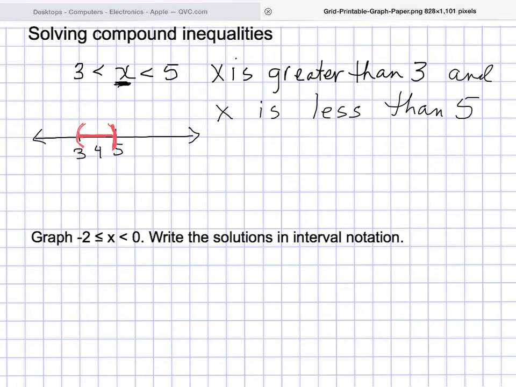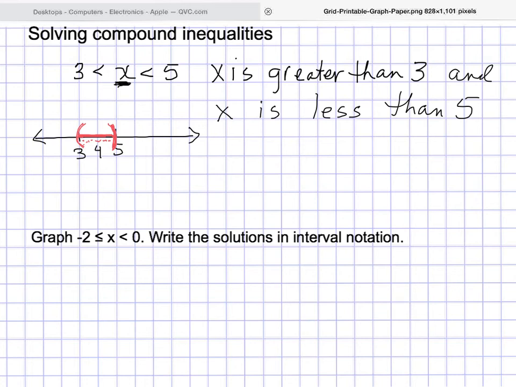It's greater than 3 and less than 5. Every single number, all these little bitty numbers inside of here, all of those are greater than 3 and less than 5. Whenever you see a compound inequality, that's what your graph is going to look like. It's going to have a beginning and an end.